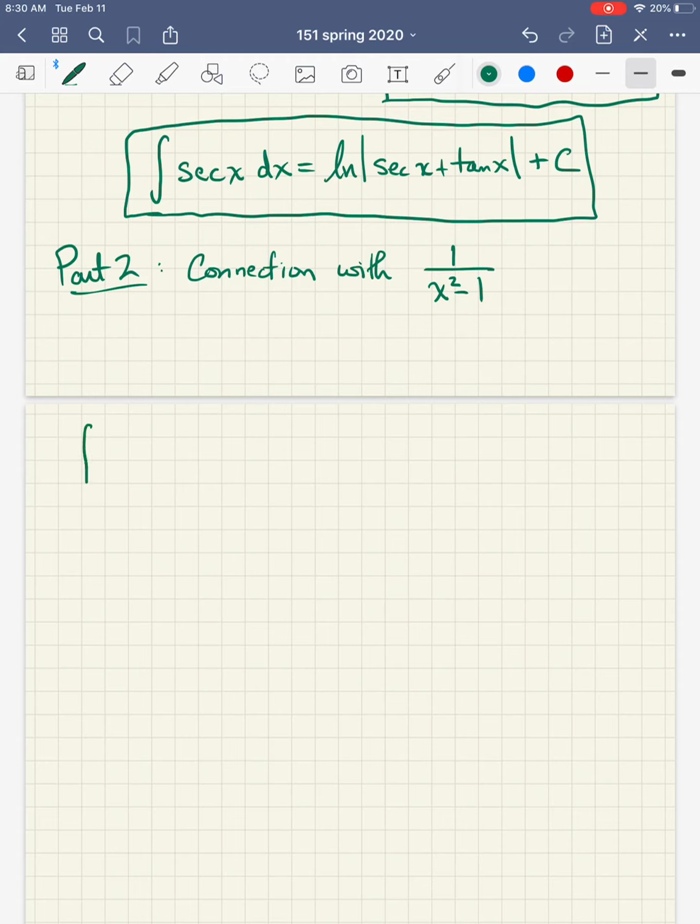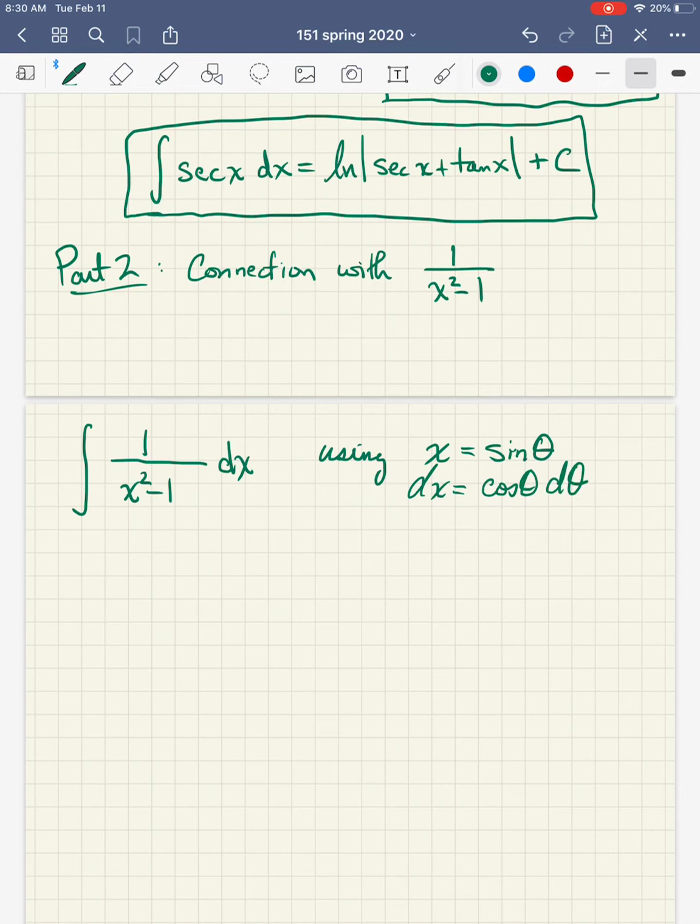So let's say we wanted to calculate the integral of 1 over x squared minus 1 dx, and we wanted to try it using a trig substitution, say x equals sine of theta. We've seen that this will likely simplify if we do it that way. And let's record that dx is going to be cosine theta d theta.